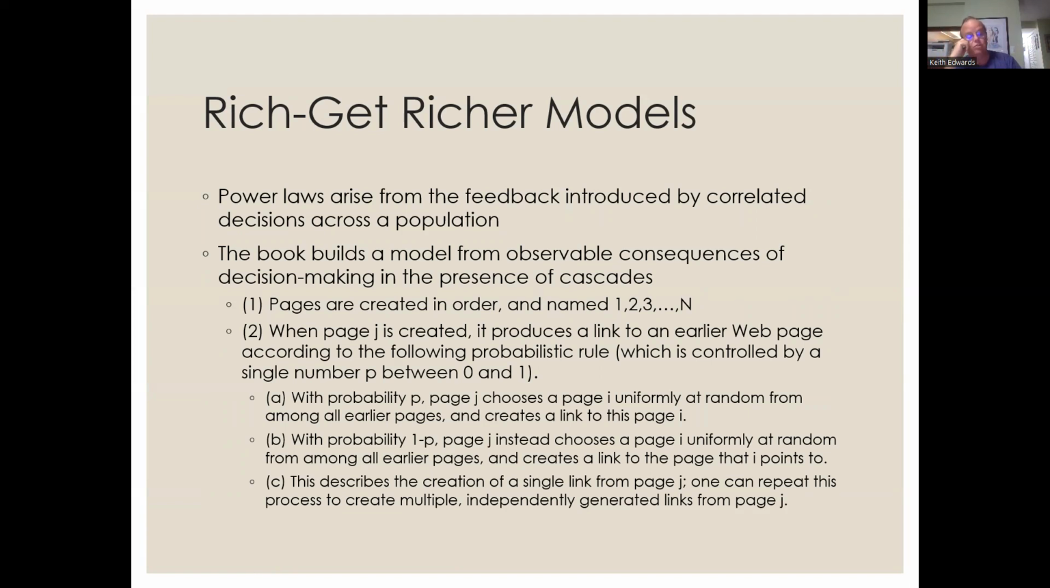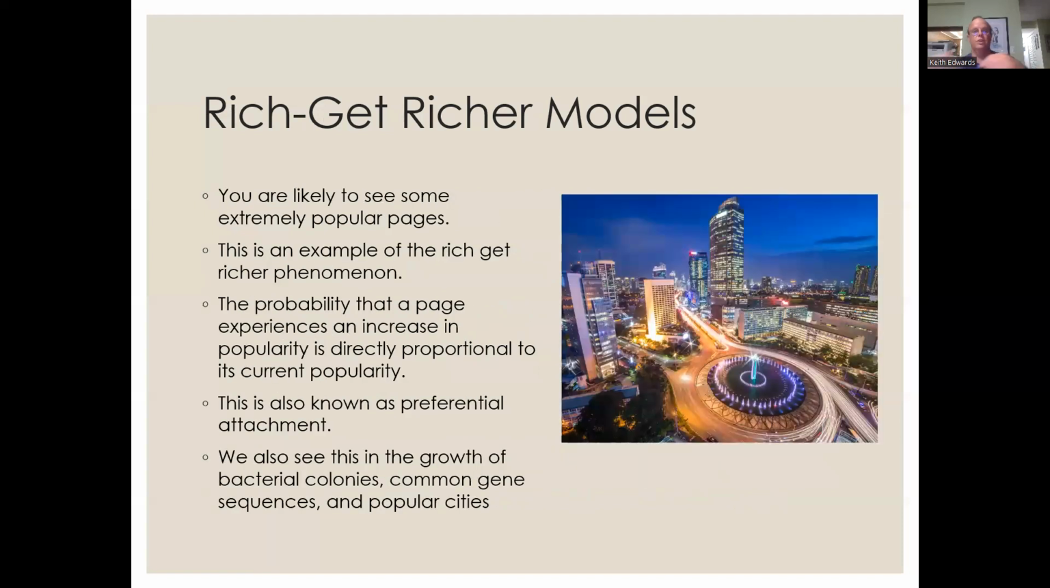And part 2b is the key to this step, and that makes this a rich-get-richer model. And you're likely to see some extremely popular web pages. The increase in popularity of a page is directly proportional to its current popularity. And this is also known as preferential attachment.